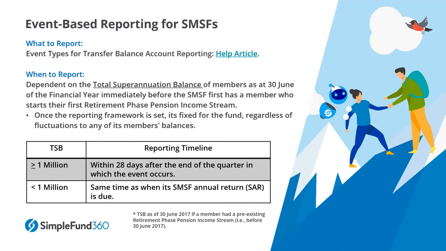Although it is important to note that the ATO does detail certain events that need to be reported earlier, regardless of TSB, such as responses to commutation authorities. Now, once the reporting framework is set, it is fixed to the fund, regardless of fluctuations to any of its members' balances. But that does not limit lodging those events as early as possible or even as those events occur. And the ATO actually does encourage this as well.